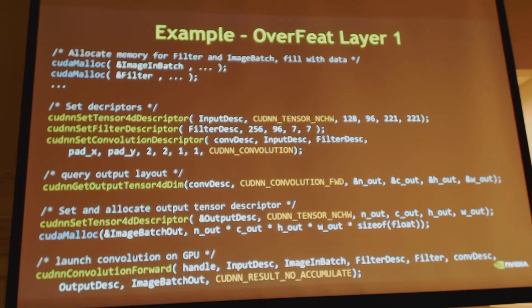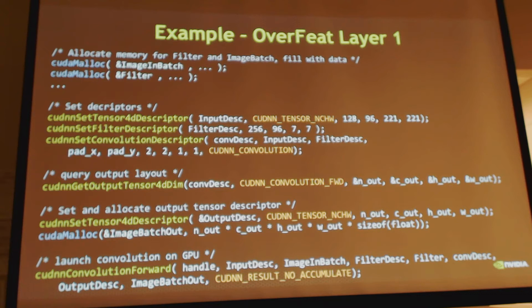The get output tensor 4D is an optional call. It's basically for you to say, given these input parameters and this style of convolution, what's my output going to look like? You could query that and we'll return it for you. That will allow you to allocate memory according to what is required. Or if you already know that, because all of these problems are deterministic, you could just skip that call entirely and jump directly to the set tensor 4D descriptor. That's where you allocate your output.